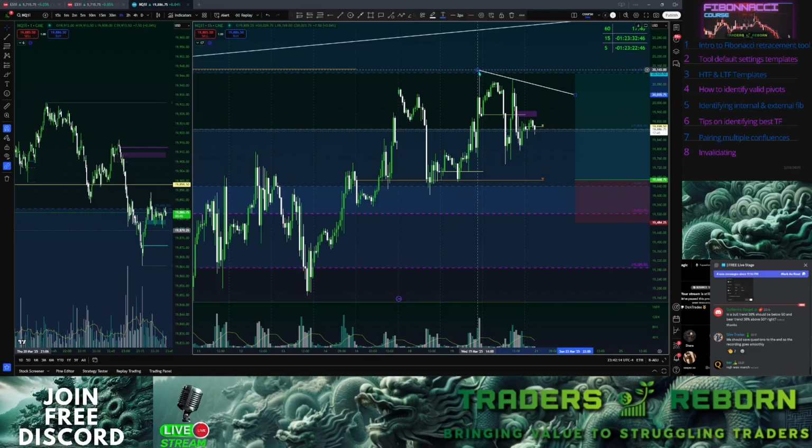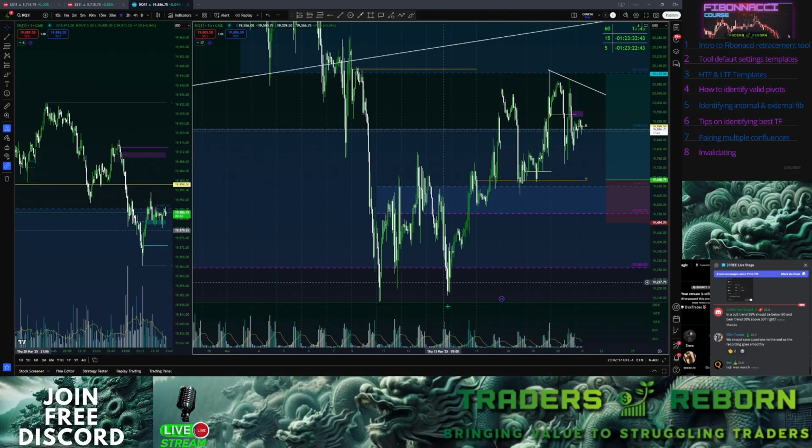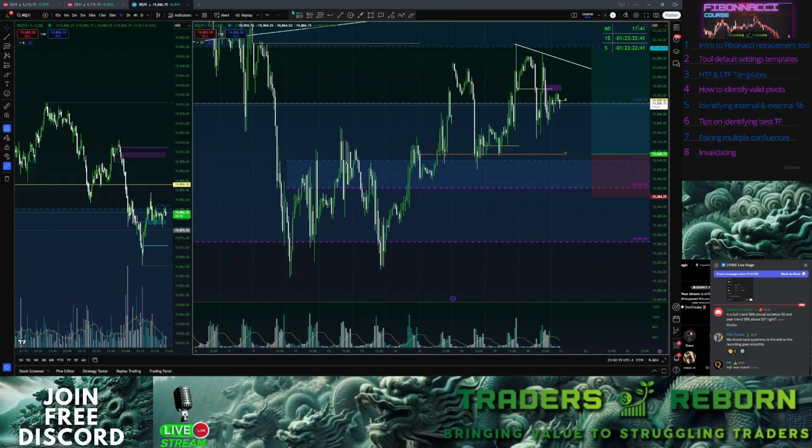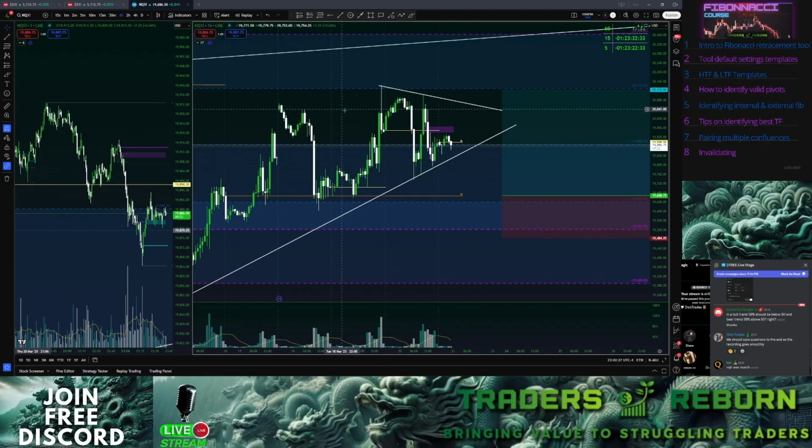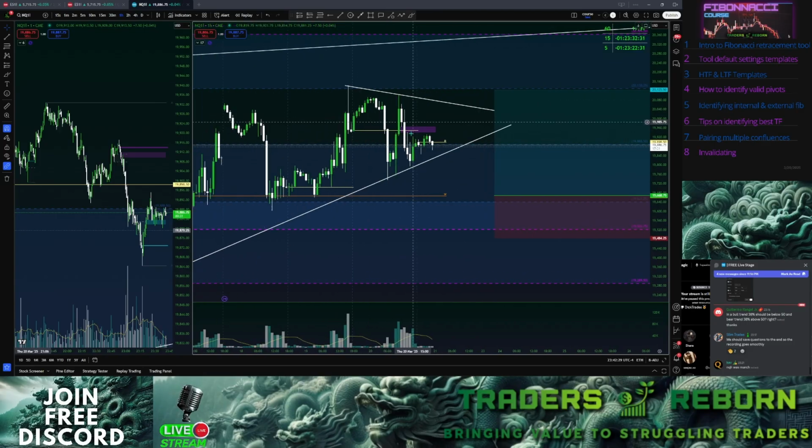So here's the hourly. What I would like to do here, because it's trending up, right? You can see here on the hourly, it's trending up. So because it's trending up, what you want to do is draw a fib. But you guys can see here, what's wrong with this area? What's wrong with this area right now? Especially here, it's just chopping, right?